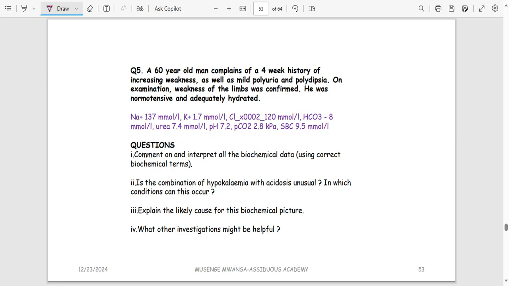A 60-year-old man complains of a 4-week history of increasing weakness as well as mild polyuria and polydipsia. On examination, weakness of the limbs was confirmed. He was normotensive and adequately hydrated. Sodium is 137, potassium is 1.7, chloride is 120, bicarbonate is 8, urea is 7, pH is 7.2, carbon dioxide is 2.8, SBC is 9.5. Comment and interpret all the biochemical data.